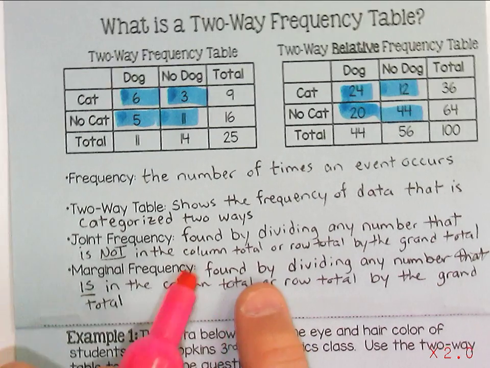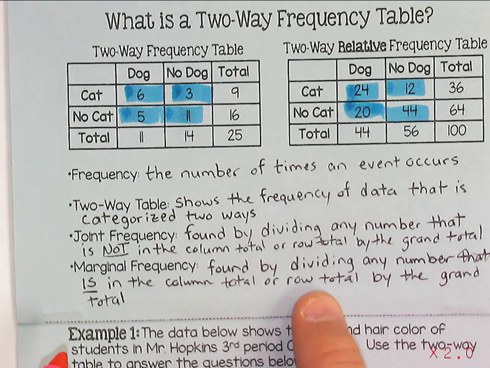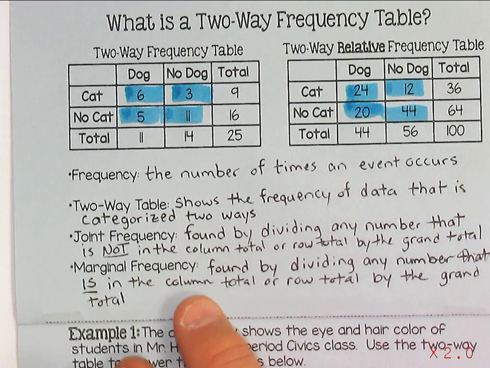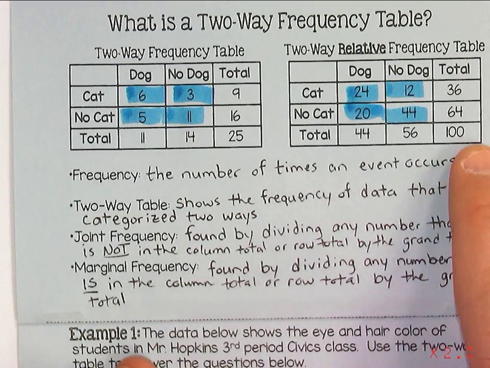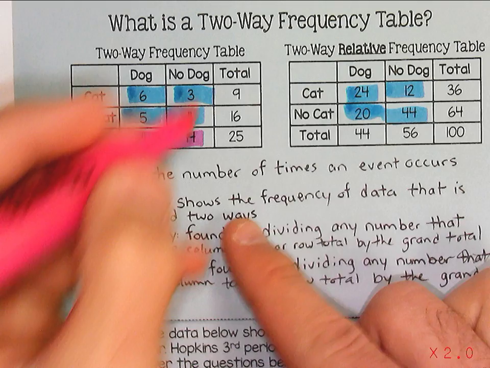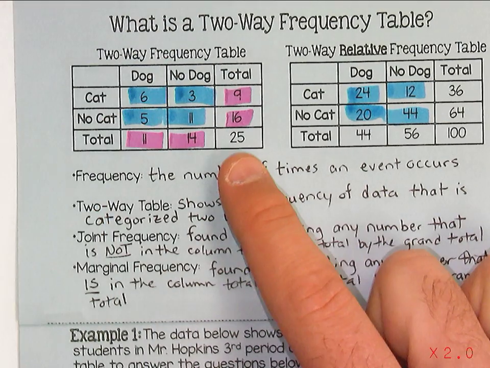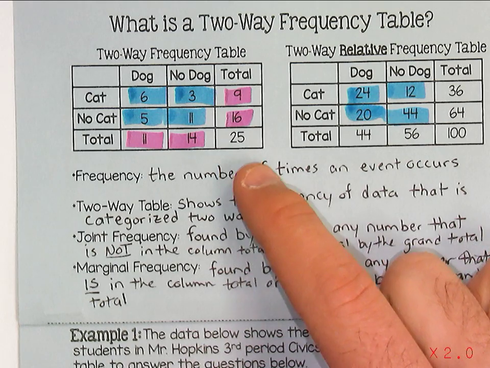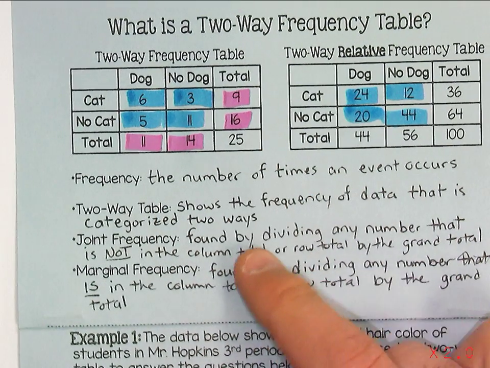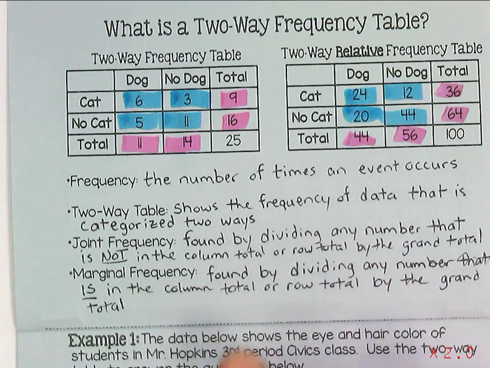And it is found by dividing any number that is in the column total or row total, so your outside numbers, your margins, by the grand total, which we had talked about is just this last box here. So we'll go ahead and highlight those marginal frequencies as well. And I'm just going to leave the totals blank because we would divide these out whether it's a joint frequency or a marginal frequency.